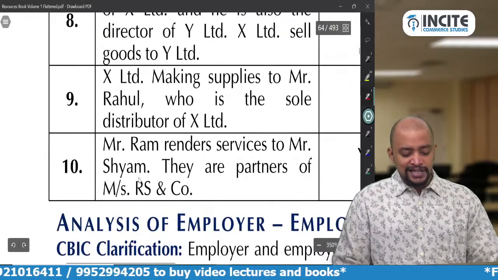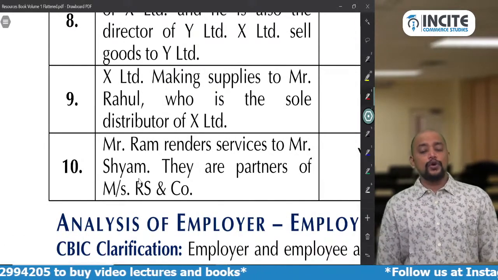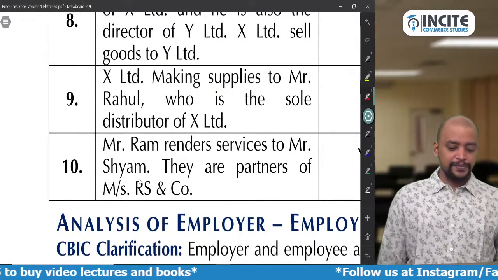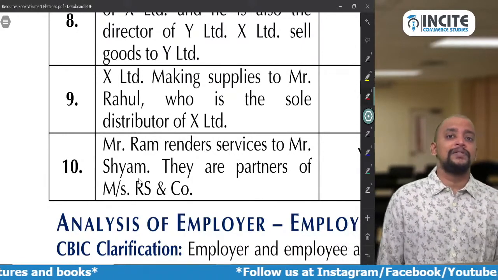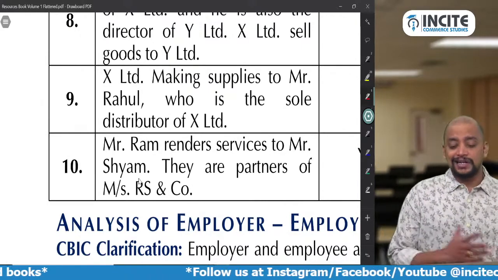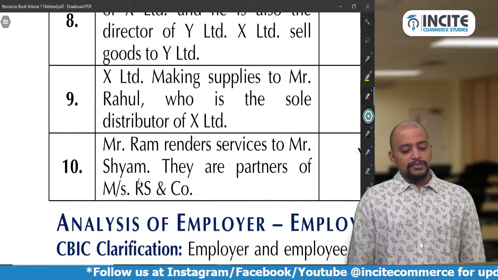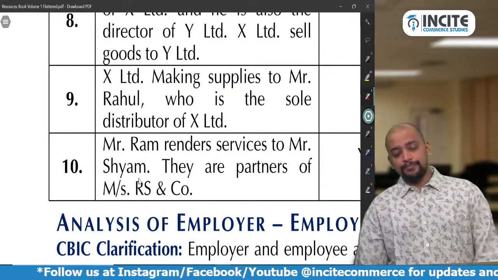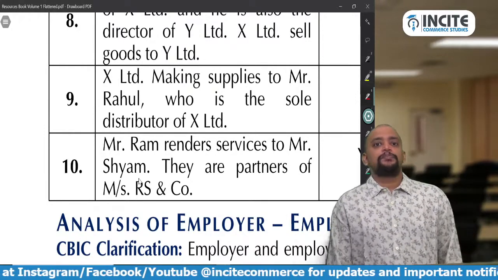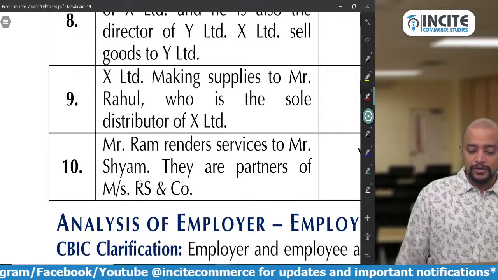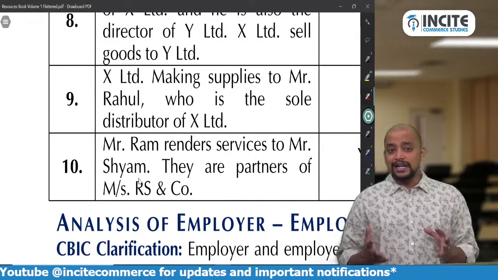Then X Limited making supplies to Mr. Rahul, who is the sole distributor of X Limited. So a sole distributor, sole selling agent or sole concessionaire is always treated as related. So it's a related party transaction. Then number 10. Mr. Ram renders services to Mr. Sham. They are partners of Messrs. RS & Co. See, partners of a firm are related, correct? Legally recognized firm.